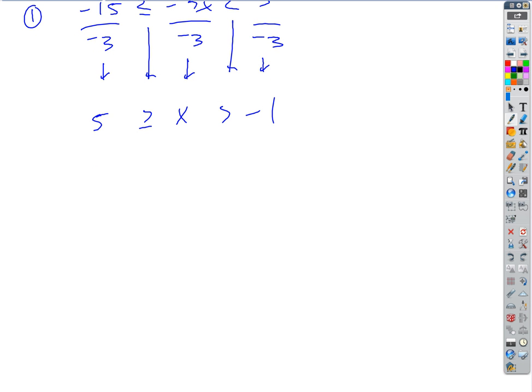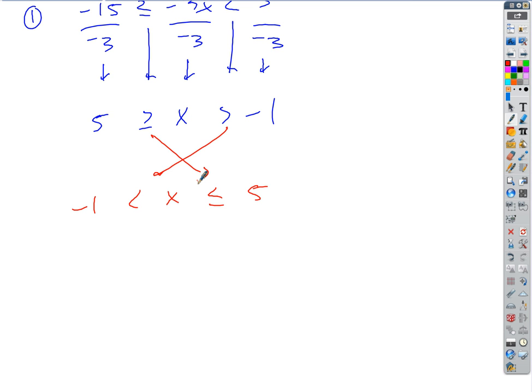I want to write it like a number line. I want to put the lesser value on the left, the greater value on the right, just like a number line. So my question is, what does that look like when I flip this thing around? Negative 1, x, and 5. What symbol's going to go there? Less than. Okay, less than. There you go. Make sense? So everything just got flipped around completely, right? This guy has to go there, he has to go there and get flipped. Okay? All right.